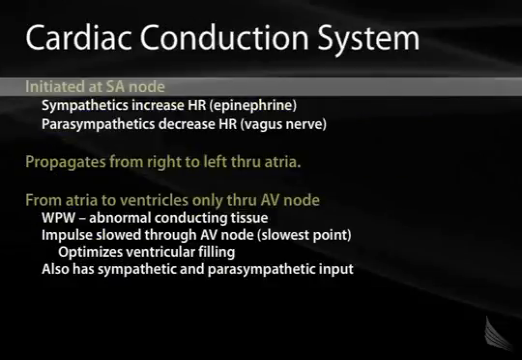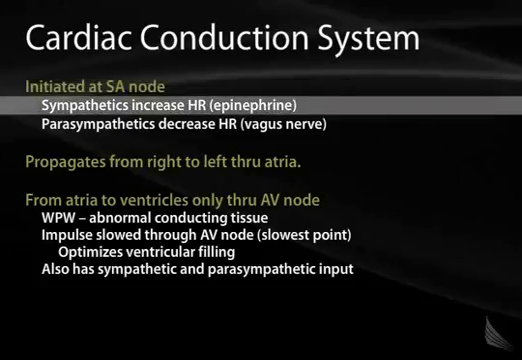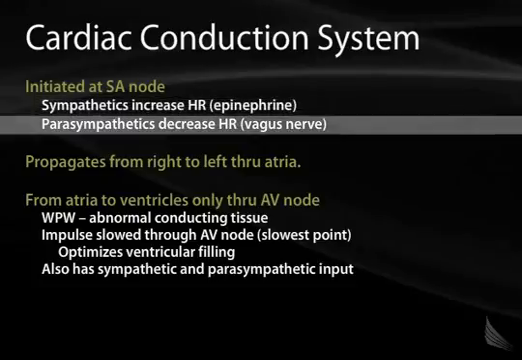The cardiac conduction system is initiated at the SA node. Sympathetic input to the sinoatrial node can increase heart rate. This is mostly carried out through epinephrine. Parasympathetic tone will decrease heart rate. This is mostly carried out through the vagus nerve. The effect of epinephrine and the vagus nerve on the funny current is what changes the heart rate.